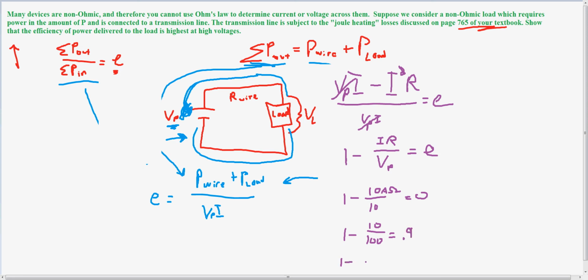And say we have 1 minus 10 over 1000, that will be equal to 0.99 efficiency. And we can just keep going up like that, which shows that the higher the voltage is, the more efficient the system is.